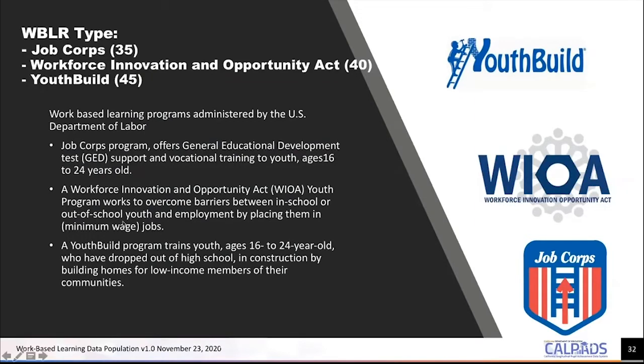These three work-based learning types, Job Corps, Workforce Innovation and Opportunity Act, as well as Youth Build, are programs that are administered by the U.S. Department of Labor, right? So Job Corps, which is code 35, this is where the student successfully completes during the academic year a Job Corps program administered by the U.S. Department of Education, which offers general education development test or GED support and vocational training to youth ages 16 to 24 years old.